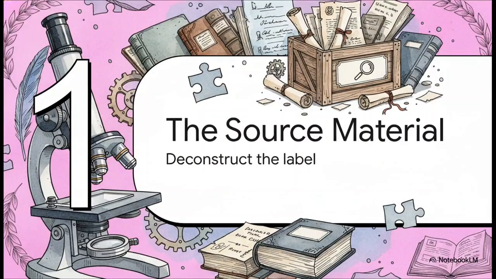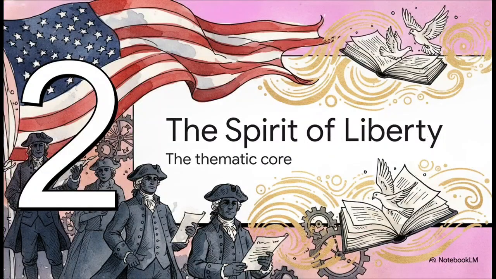Section 1. The source material. Because to truly understand what we're about to study, we absolutely have to put our title text under a microscope. Section 2. The Spirit of Liberty. Let's shift our focus to the first half of that title and deconstruct the thematic core of these upcoming excerpts.